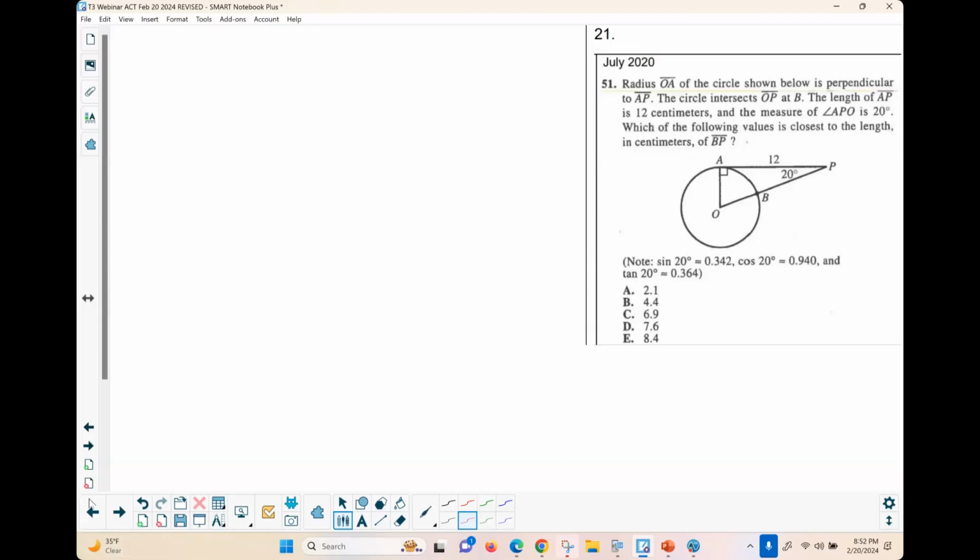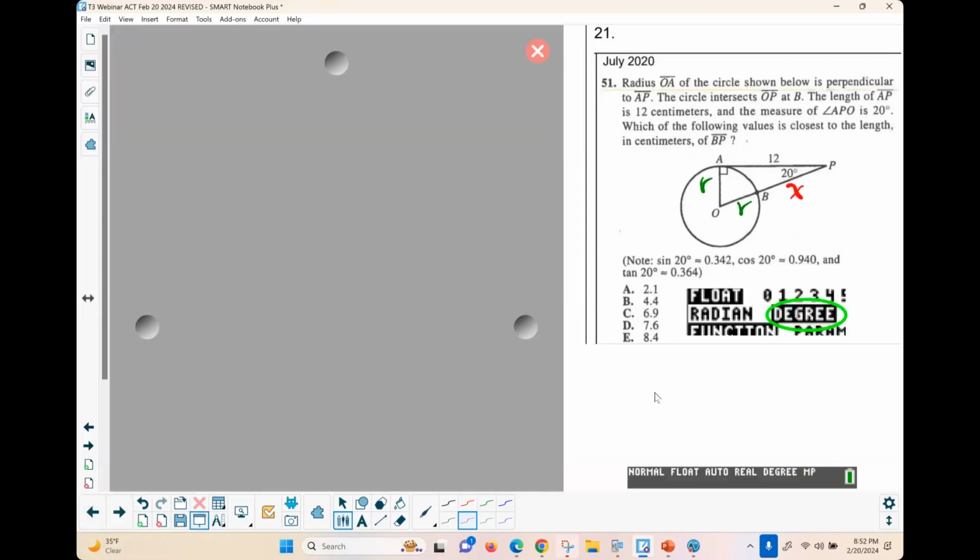All right. So for this one here, one of the things we want to find is the length from B to P. So I'm going to call that a red X. And one of the main things is realizing that OA and OB are radii and are equal. Whatever length this is, the same length. So I'm going to call it R. I also need to be in degree mode, no matter what calculator I'm in.